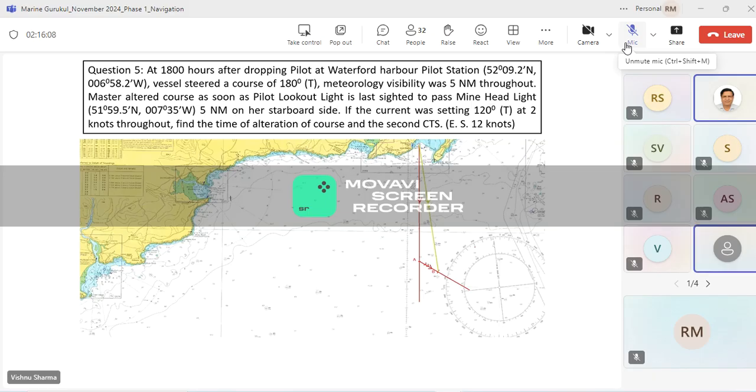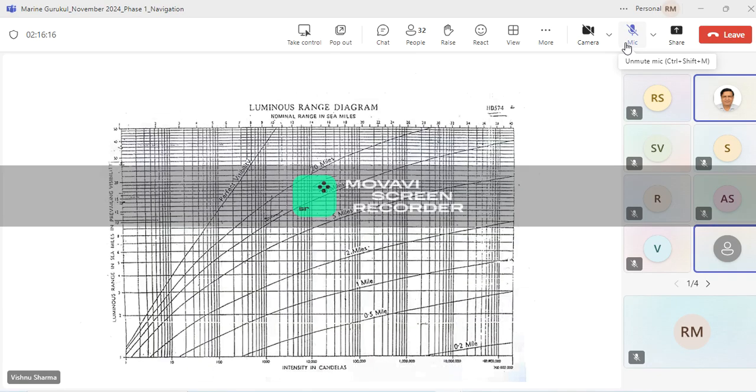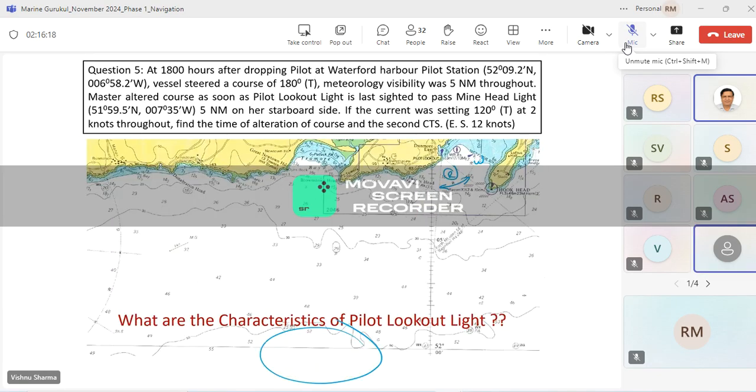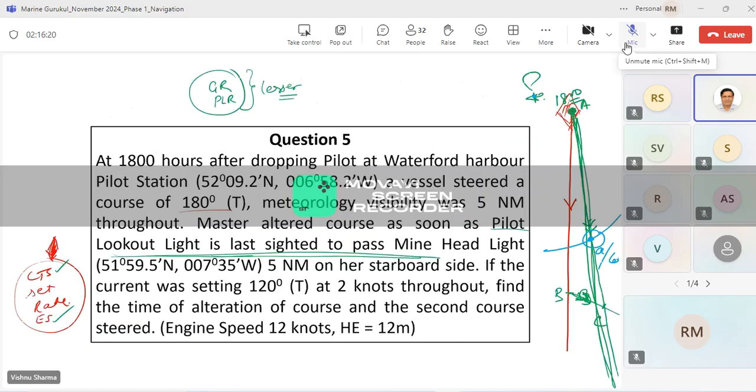It was given a while back. I think I saw it somewhere. 12 meters, I think. It was given in the beginning of the question, part B. I think it is given somewhere here in the question beginning. Yeah, height of eye is 12 meters, guys. Okay. Height of eye is 12 meters.